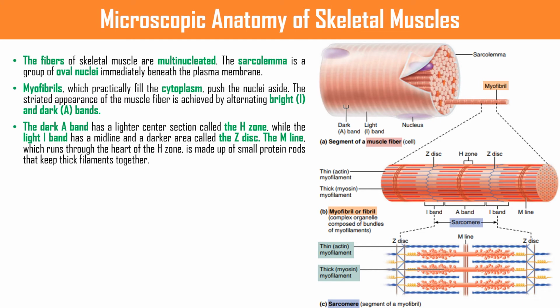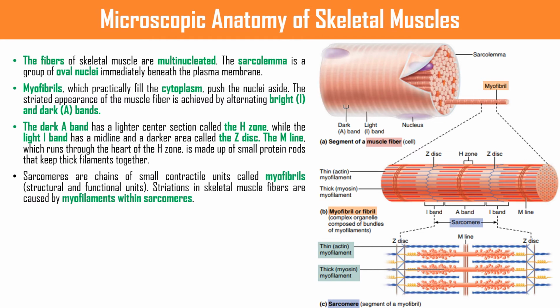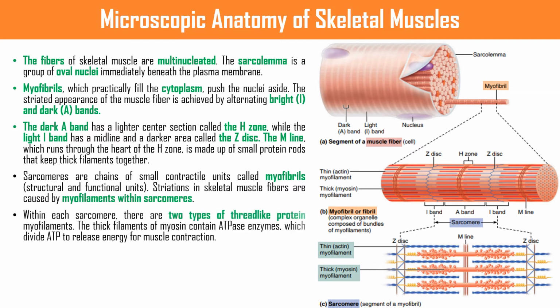The dark A band has a lighter center section called the H zone, while the I band has a midline and a darker area called the Z disc. The M line, which runs through the heart of the H zone, is made up of small protein rods that keep thick filaments together. Sarcomeres are chains of small contractile units within myofibrils, the structural and functional unit of the muscle. Striations in skeletal muscle fibers are caused by the myofilaments within sarcomeres.